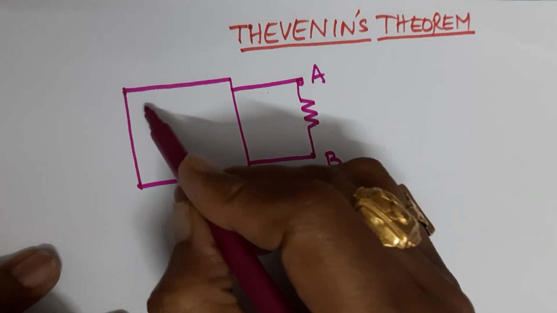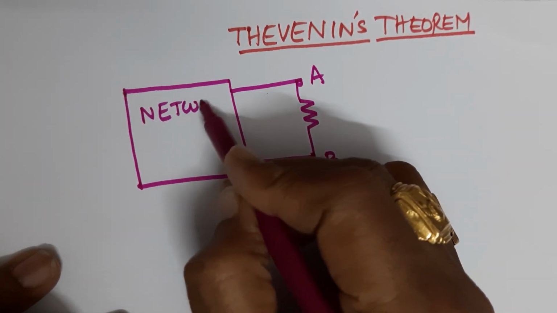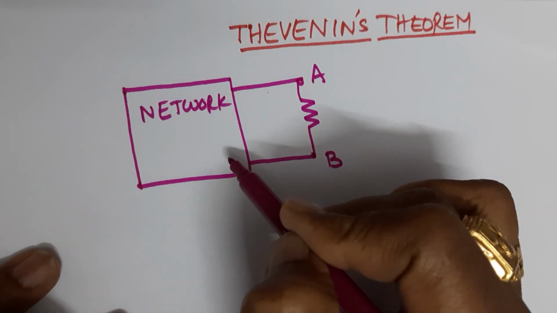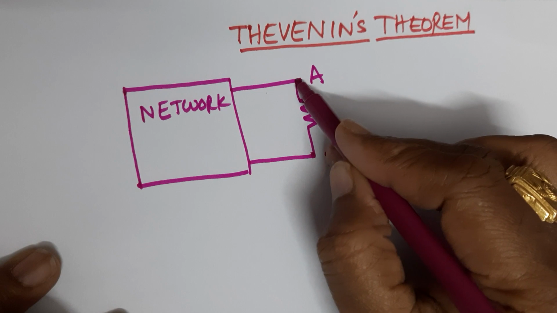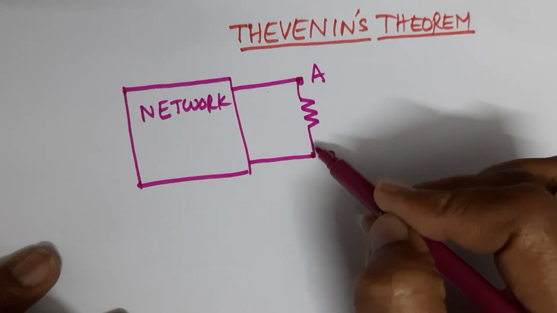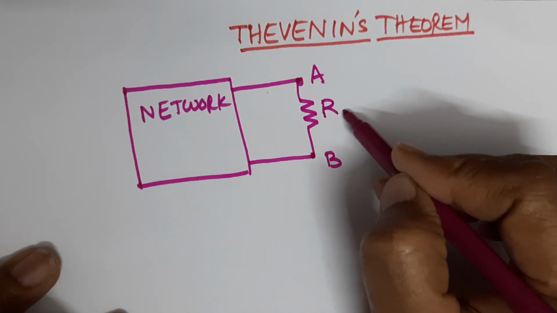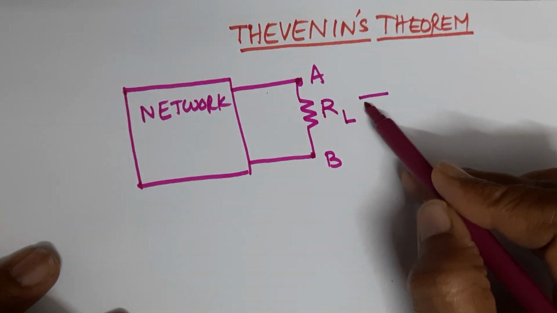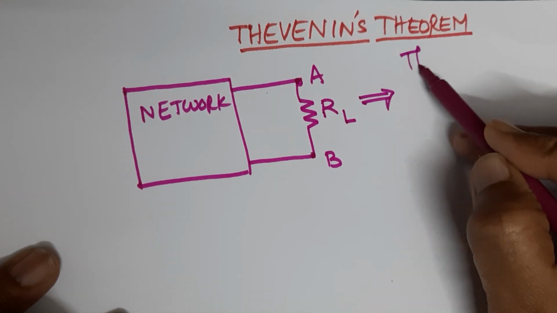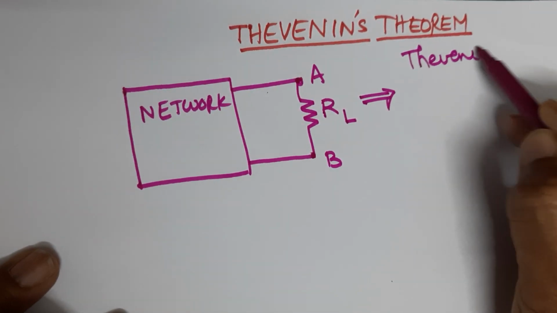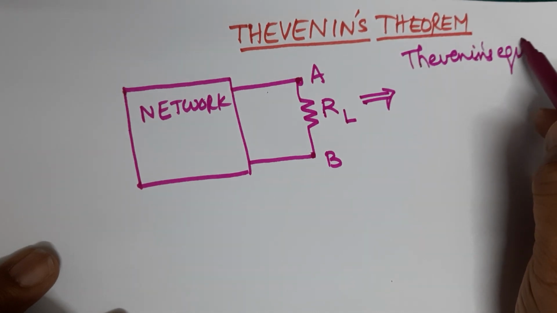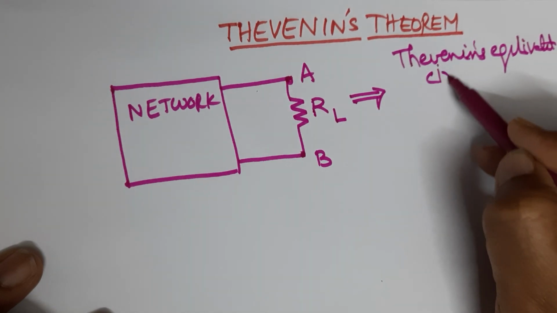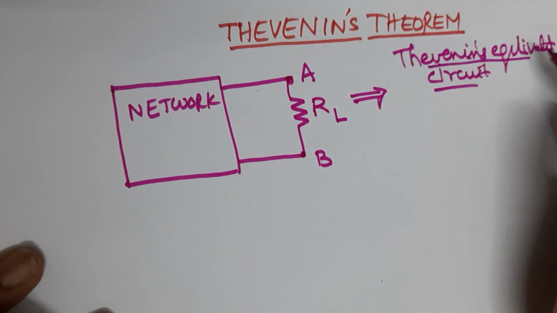That means if a network is given like this, consisting of some sources and some elements within this network, and across these two terminals A and B, assume that there is a load resistance RL. Now such a circuit can be replaced by an equivalent circuit called Thevenin's equivalent circuit.